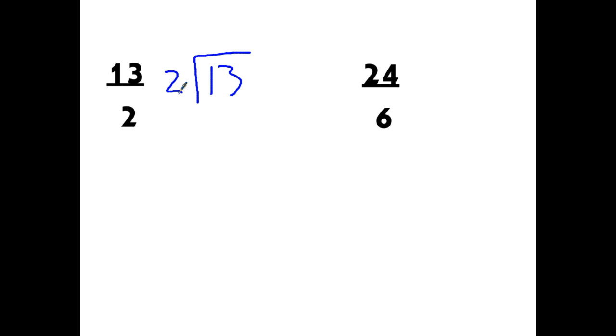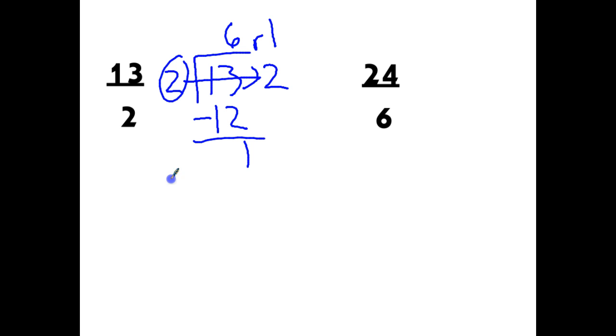13/2. Oh, it's a nice easy one. I'm just dividing by 2. How many 2's in 13? 6. 6 times 2 is 12. 1 left over. Of course, that's the biggest remainder I could have when I'm dividing by 2. So 13/2 is really the same as, oh yeah, 6 and 1/2.